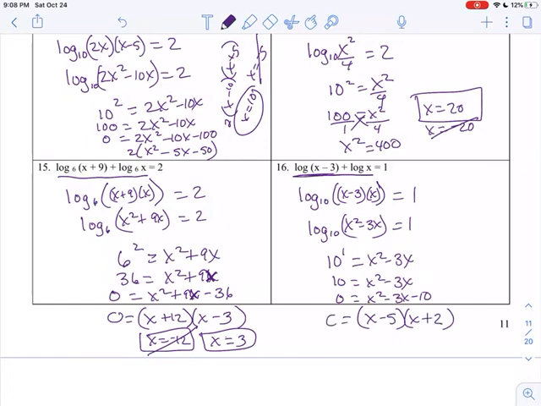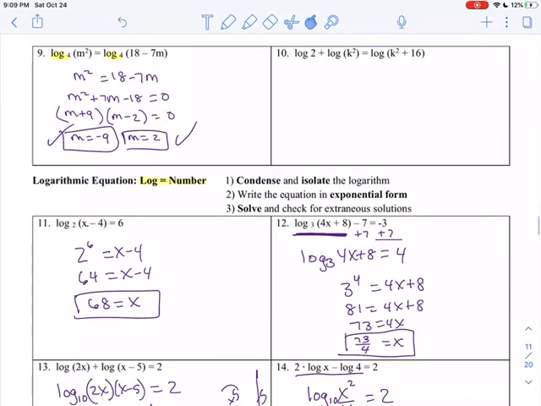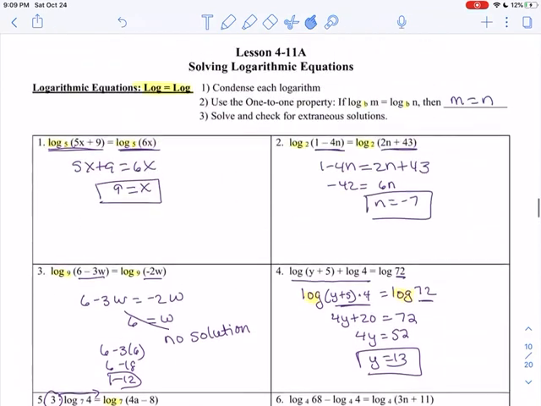0 equals x squared minus 3x minus 10. I'm factoring them. What numbers multiply to negative 10 and combine together to give me a negative 3? That would be a negative 5 and a positive 2. Quickly just plug in. 5 minus 3, that's good. Negative 2 minus 3, not good, because you cannot have the log of a negative number.